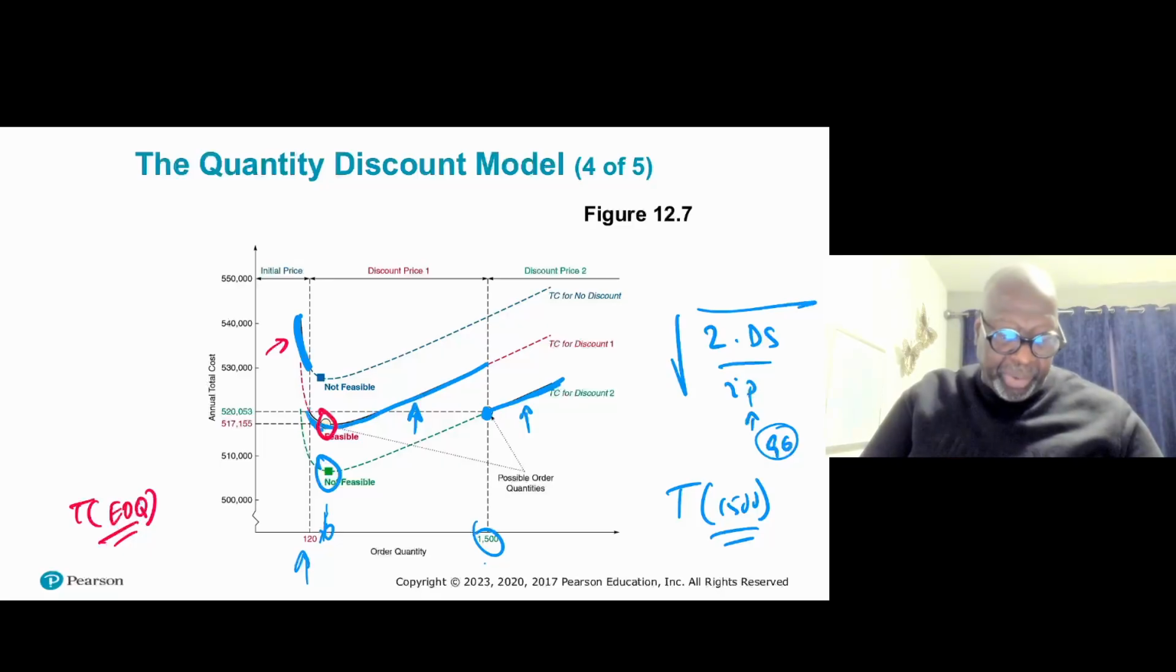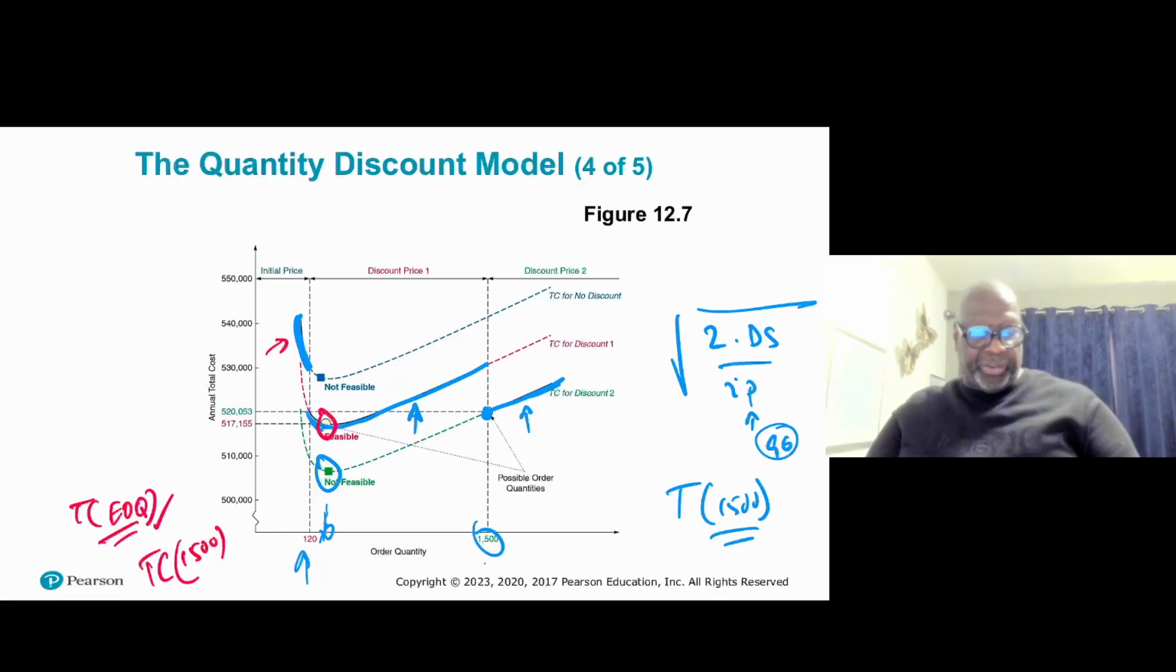So now you're going to compare the cost of the EOQ to the total cost of acquiring 1,500. You're going to compare those, all right? And that's what we will do.